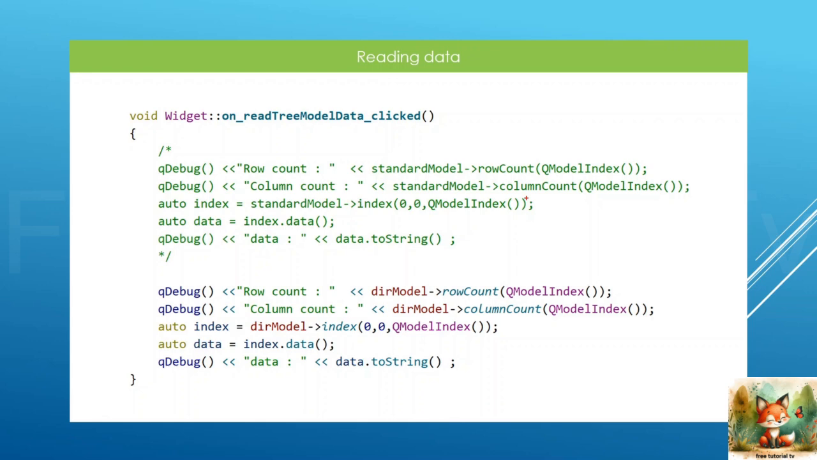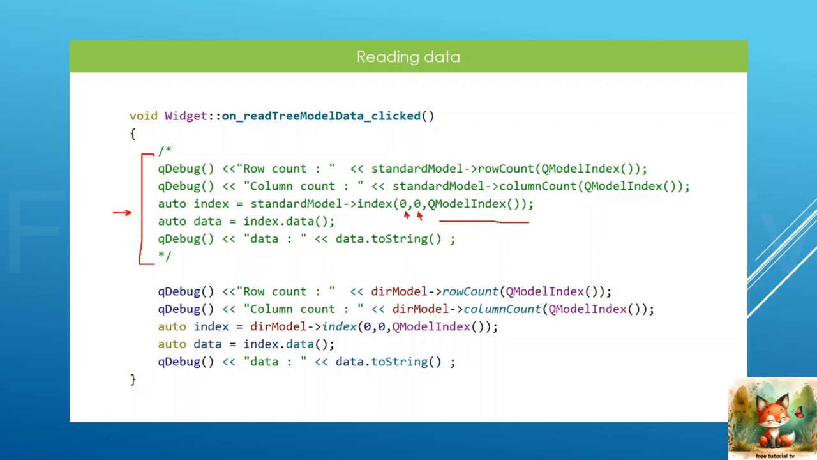We get the row count, we get the column count, we can print these things, but we can also get an index by specifying the row, the column, and the parent index. Once we have the index, we can call the data method, or we can even call the data method directly from our model. So you should use whatever you are comfortable with. We already know these things here.